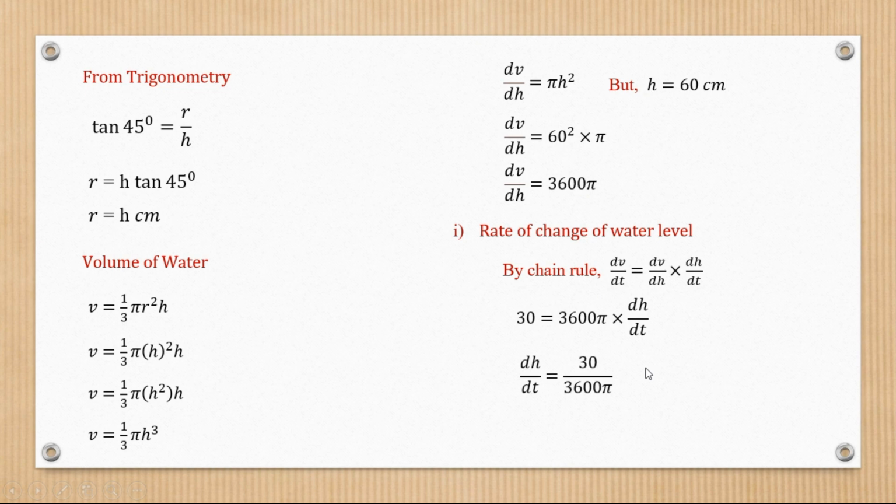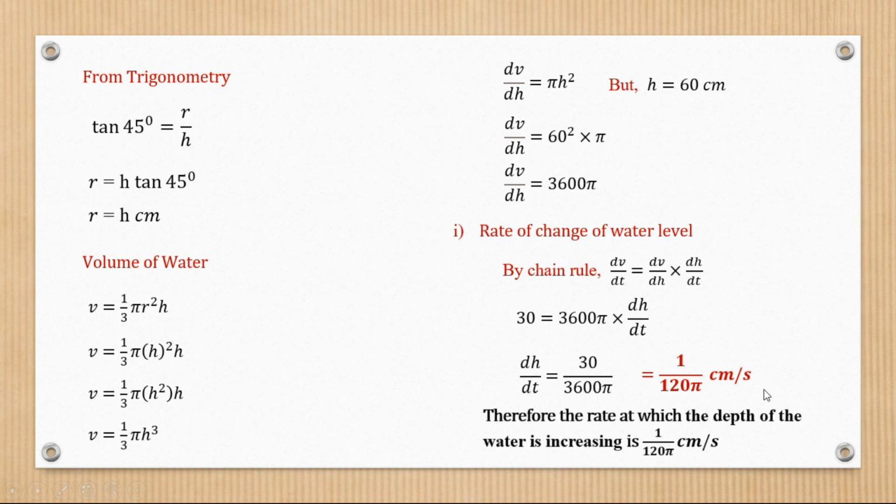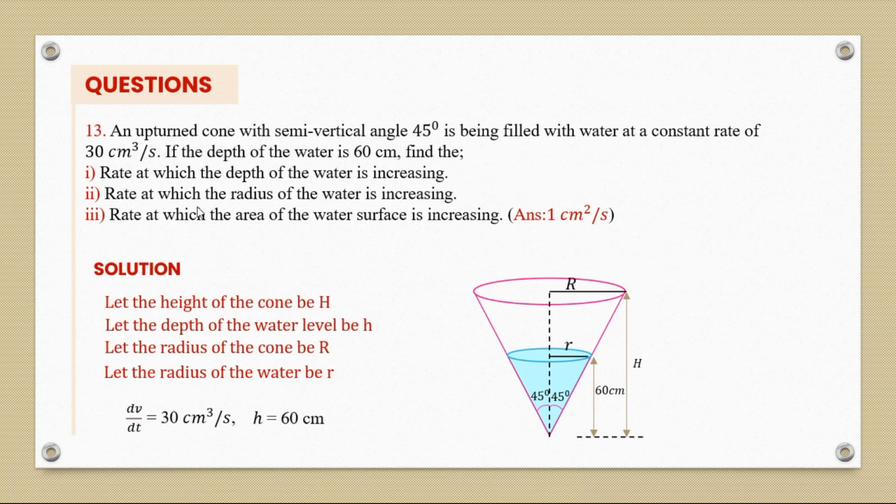So make dh/dt the subject, and it shall be 30 over 3600 pi, which is 1 over 120 pi centimeters per second. So therefore, the rate at which the depth of the water level is increasing is 1 over 120 pi centimeters per second.